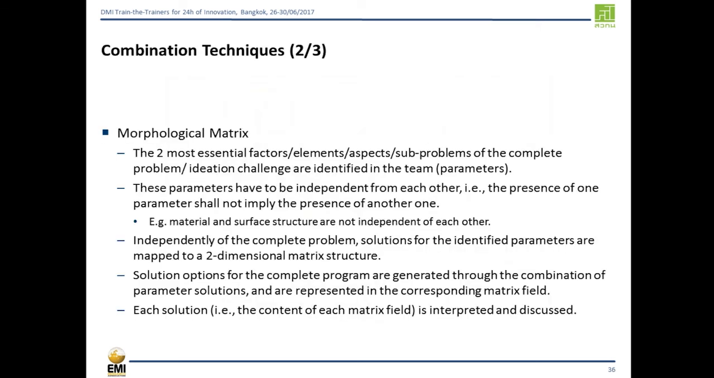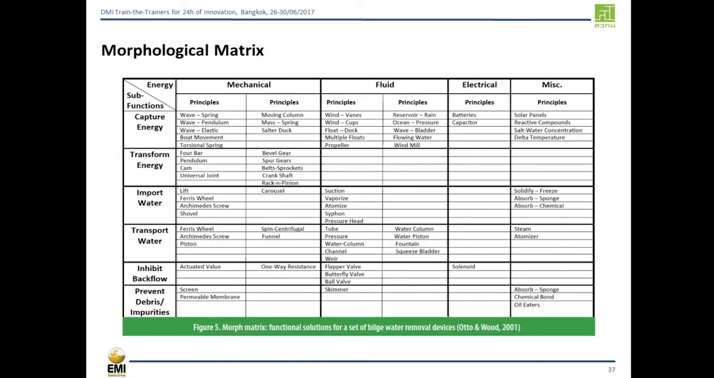Then there are also some variations of that, a morphological matrix where you do that with two essential factors that you oppose to each other. Let's look at one example immediately. For example, you have a parameter, energy, and as functions you want to capture energy, transform energy, import water, transport water. Then for each of these categories, like capturing energy in a mechanical form, which kind of principles could you use? Capturing energy in fluid form, which principles can you use? And you can do that for each of these cells.